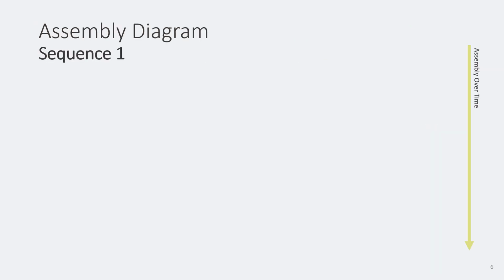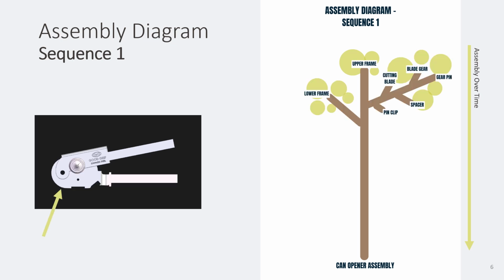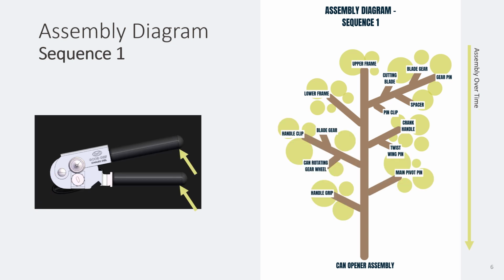An assembly sequence, where we start with the upper frame and follow that with the gear pin, blade gear, spacer, cutting blade, pin clip, then the lower frame, crank handle, twist wing pin, handle clip, blade gear, can rotating gear wheel, main pivot pin, and finally the handle grips.